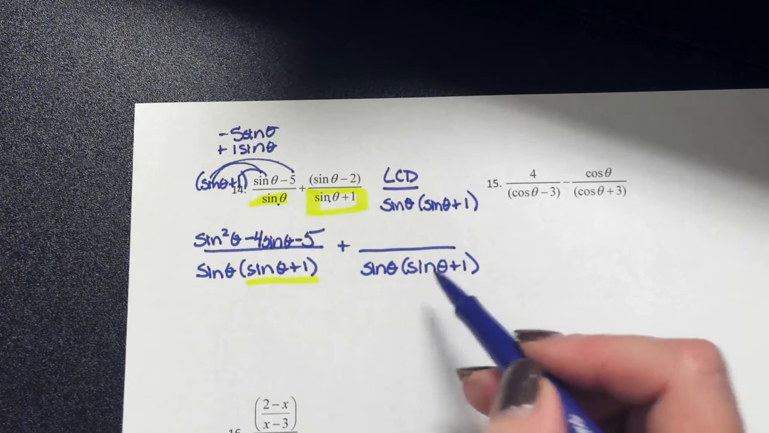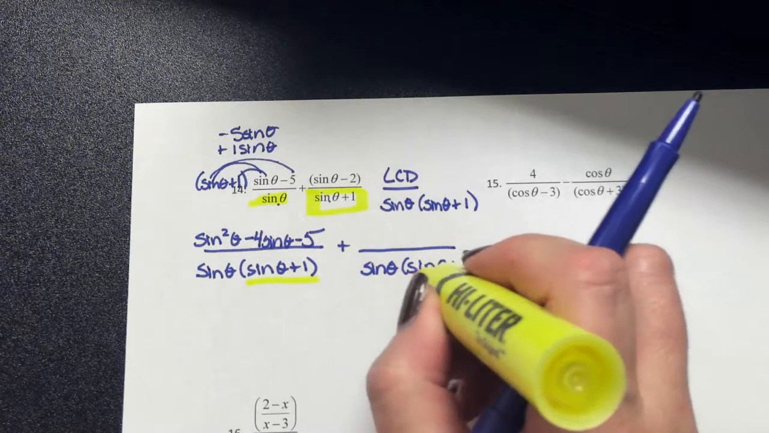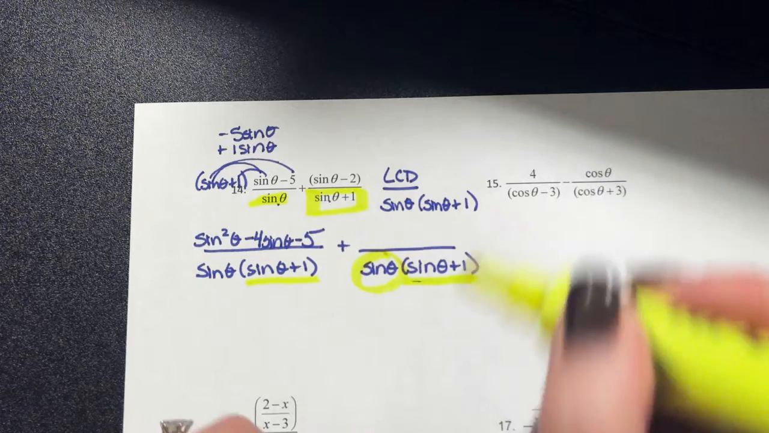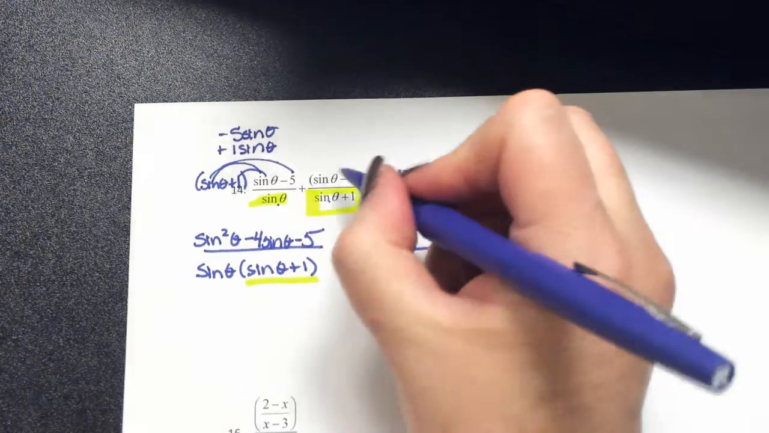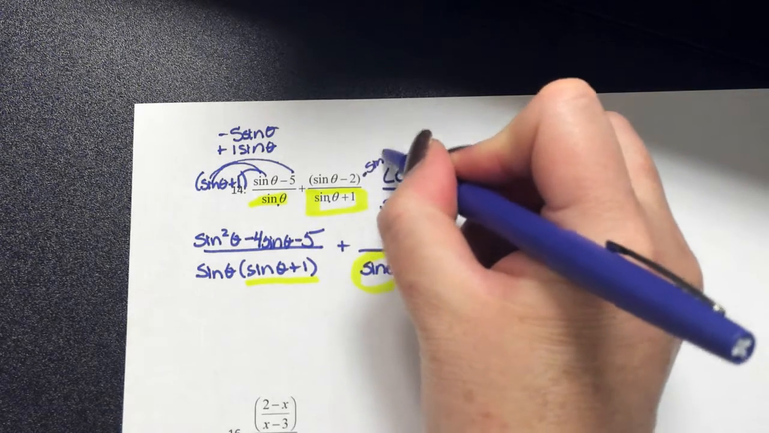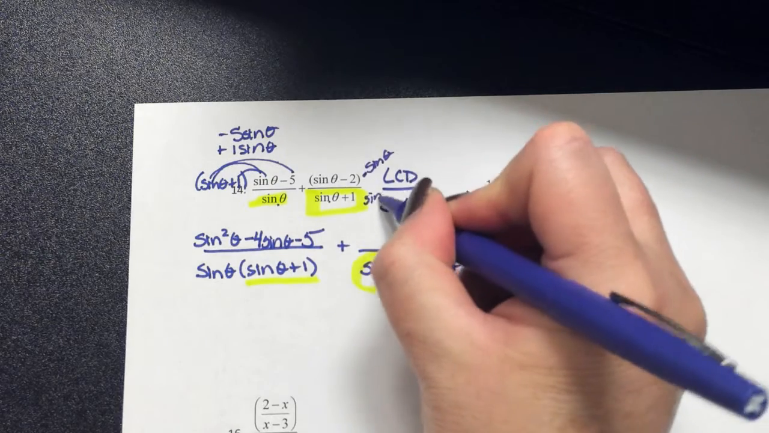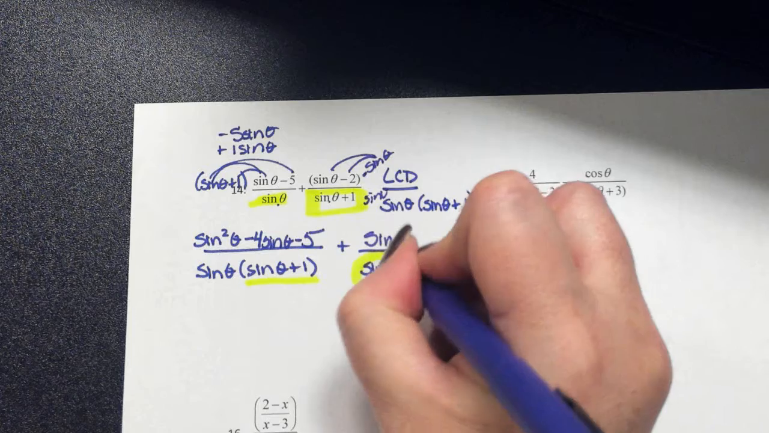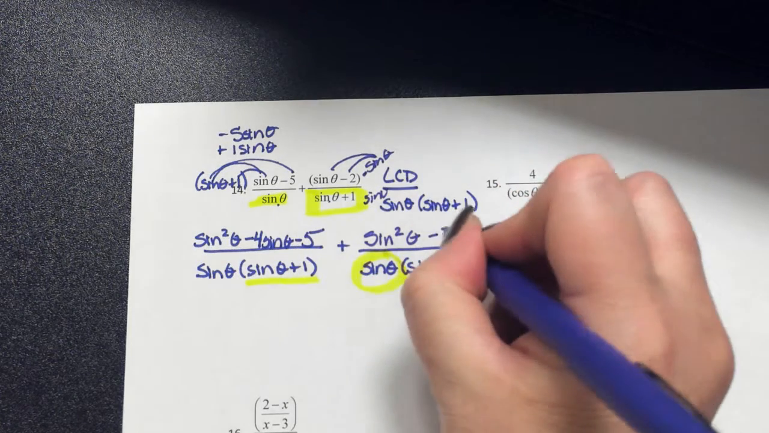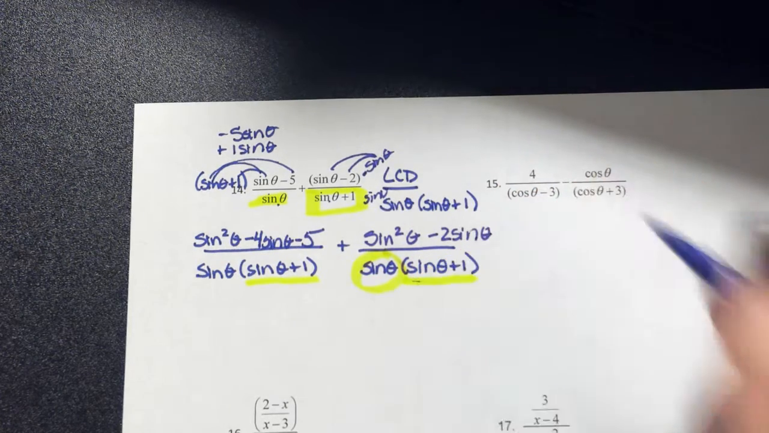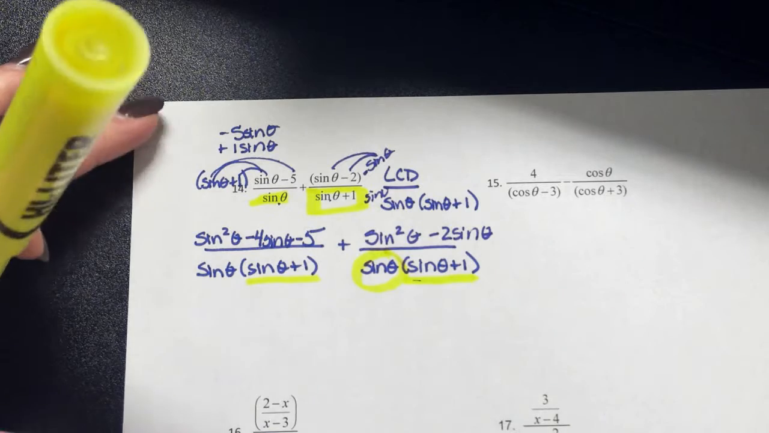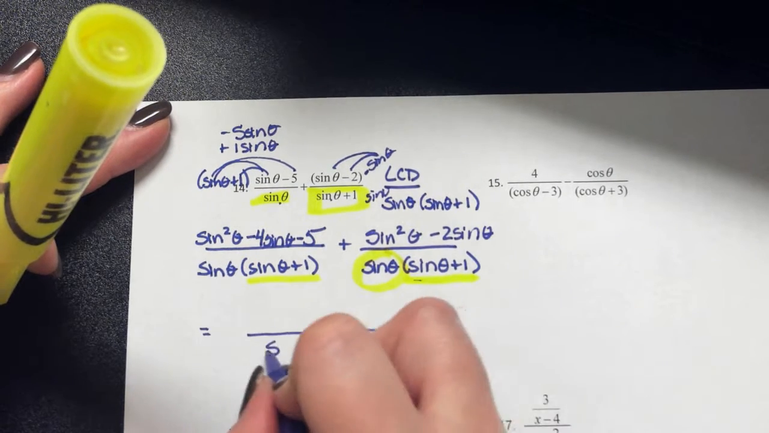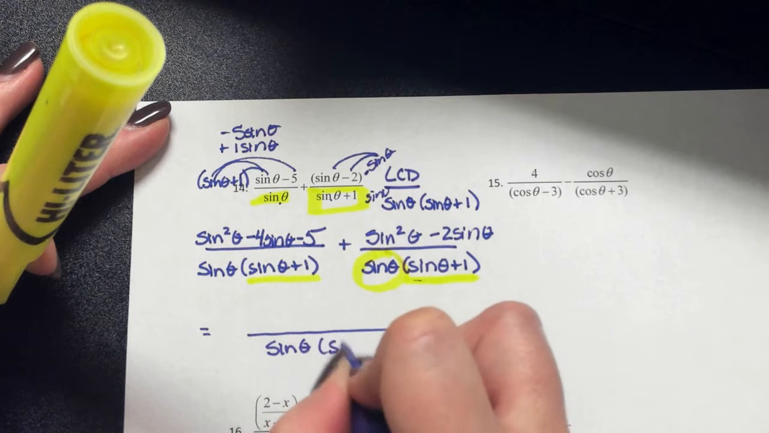Now let's look at the second one. Notice I already have a sine theta plus 1. The piece that's missing is the sine theta. So I'm going to have to multiply the top and bottom by a sine theta. So I'm going to use my distributive property. That's going to give me a sine squared theta minus 2 sine theta. So all I've done is I've rewritten each fraction with a common denominator. So I know now when I combine this into one big fraction what the bottom is going to look like.